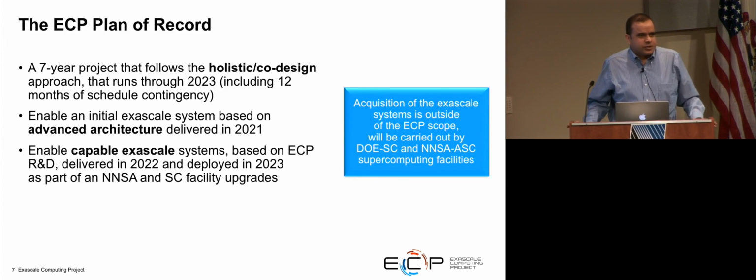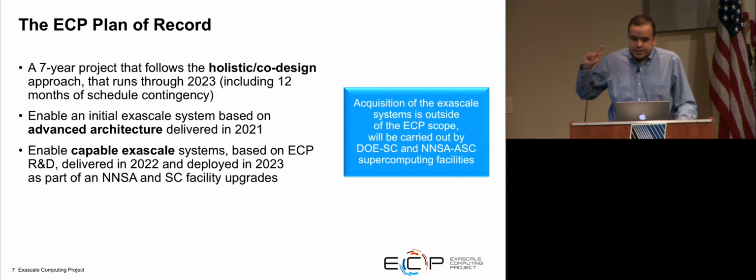So this term advanced architecture was added to this plan in November, and the Secretary of Energy wanted that. What it means is that the vendors are encouraged to think beyond what they might have in the Coral and Aurora type of systems. They're encouraged to see what else they could do and provide a system in this time frame while still meeting the application needs and so forth. And enable capable exascale systems based on the ECP R&D delivered in 2022 and deployed in 2023. So there is one system in 2021 and one or more in 2022 or 2023, depending on the budget.